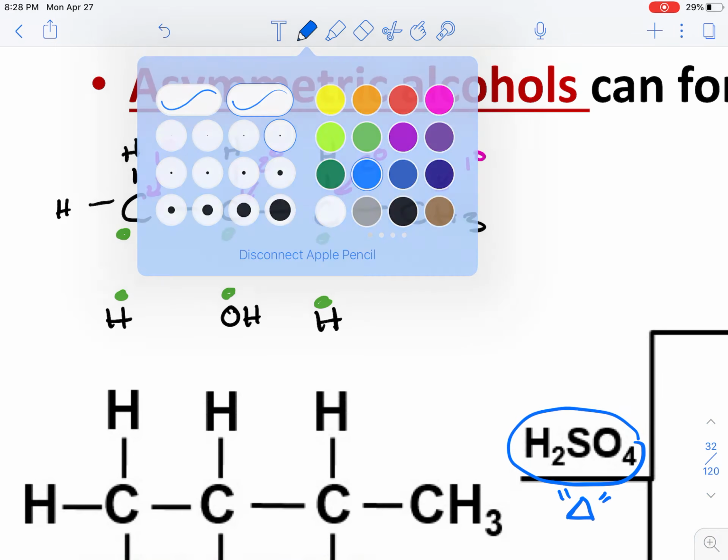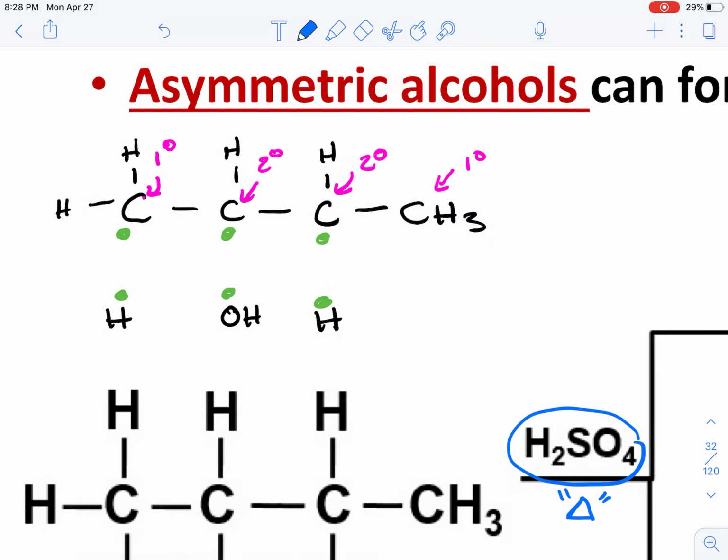And so, according to Zaitsev's rule, the major product that's going to be formed is the product in which the double bond lies on the side that has more alkyl chains on it. In other words, the higher the number, the more likely the double bond is going to form there. And so this carbon is going to be our reference point.